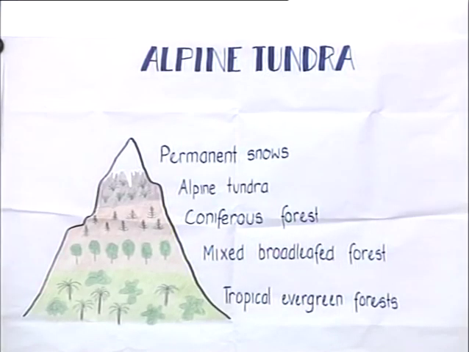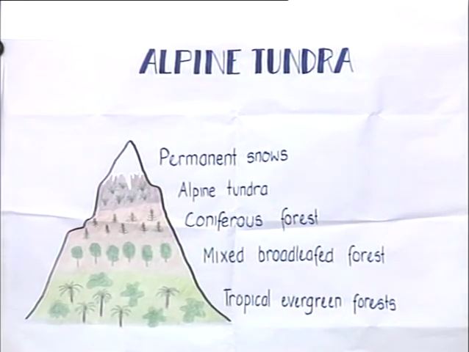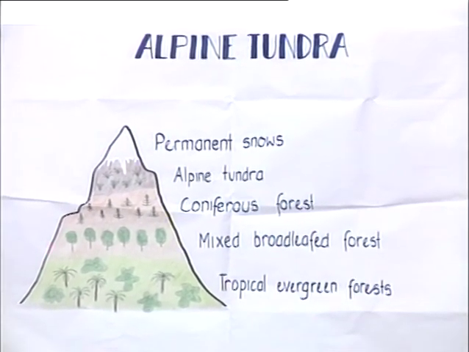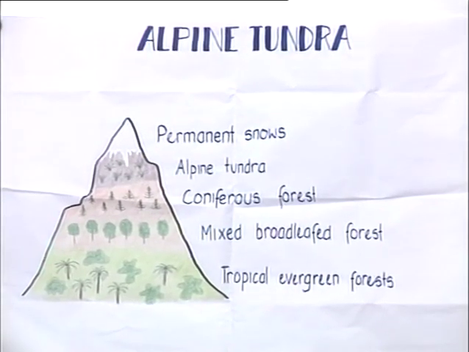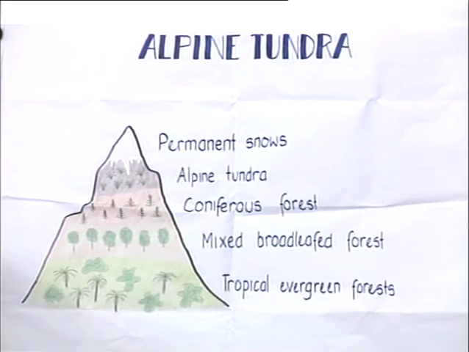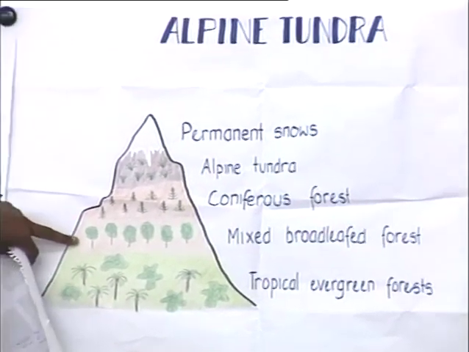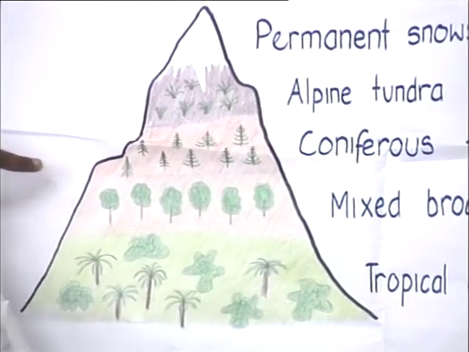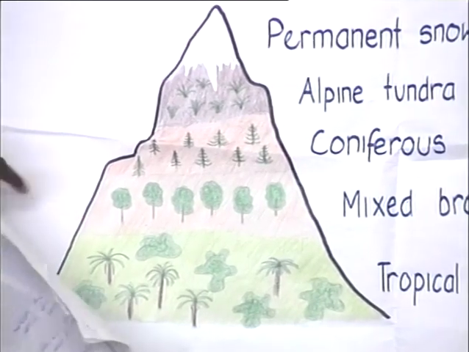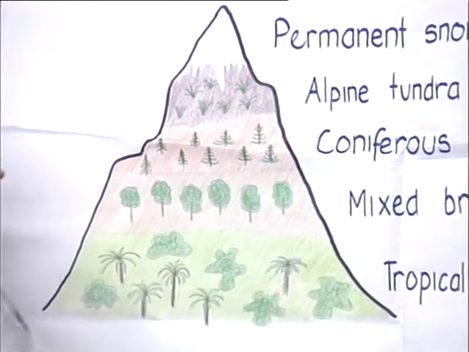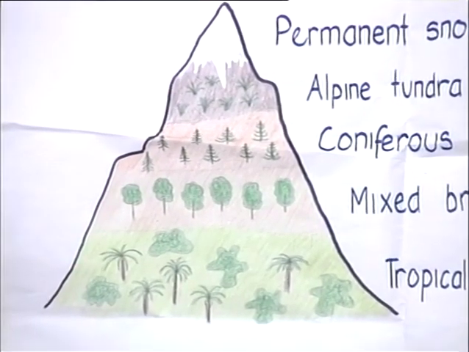To explain the Alpine Tundra, this diagram up here shows what it would look like. This is of a mountain that can be found in the temperate region. On the base of the mountain, you would have tropical evergreen forest. And as you go up, you would have mixed broadleaf forest. And then further up, you would have coniferous forest. And then you come to the Alpine Tundra. And on the peak of the mountain, you would have permanent snow.